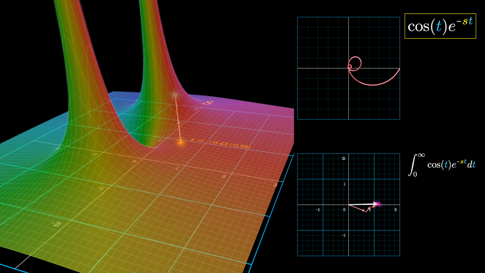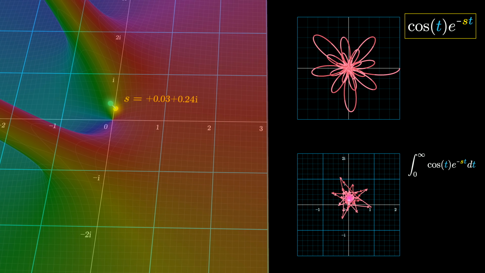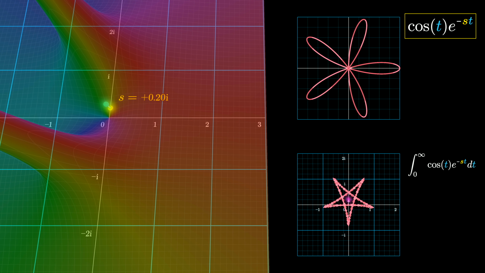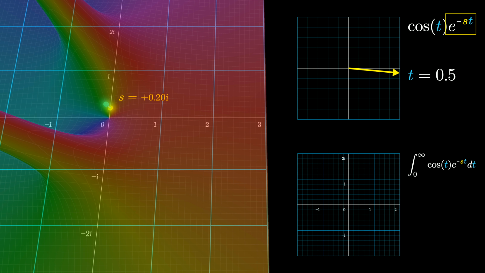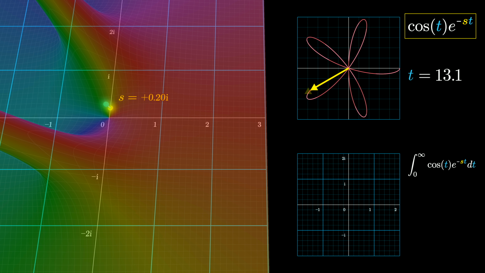To build a little intuition, let me set s equal to a small, purely imaginary value, say 0.2i. On that plot in the upper right, I'll go ahead and add a vector that's just showing the e to the negative st part, which, for the small imaginary value of s, simply rotates very slowly. In the full function, that term gets multiplied by cosine, so the path that it would trace out would oscillate back and forth, giving us this nice flower petal pattern.